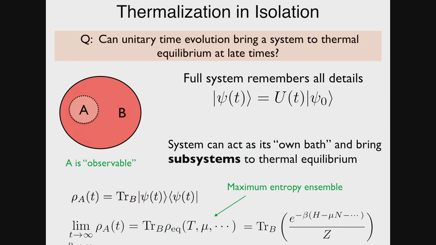Okay, so as a matter of physical relevance, you only have access to small subsystems of your giant system, which are observable. Okay, and we say that the system reaches thermal equilibrium if the rest of the system can act as a bath for the small system and bring it to equilibrium at late times. Okay, so what does that mean?